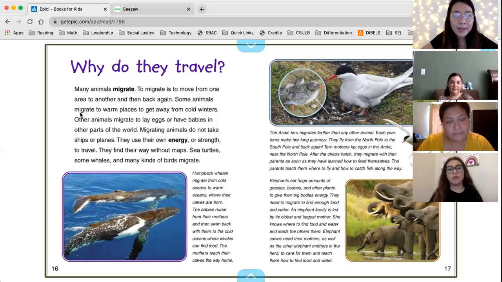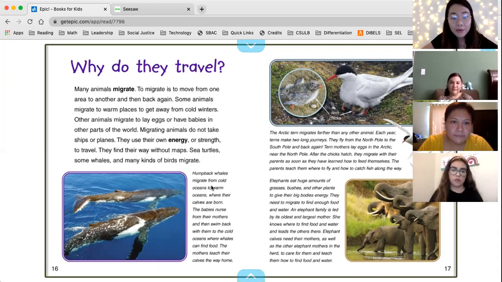Some animals migrate to warm places to get away from cold winters. Other animals migrate to lay eggs or have babies in other parts of the world. Migrating animals do not take ships or planes. They use their own energy or strength to travel. They find their way without maps. Sea turtles, some whales, and many kinds of birds migrate.